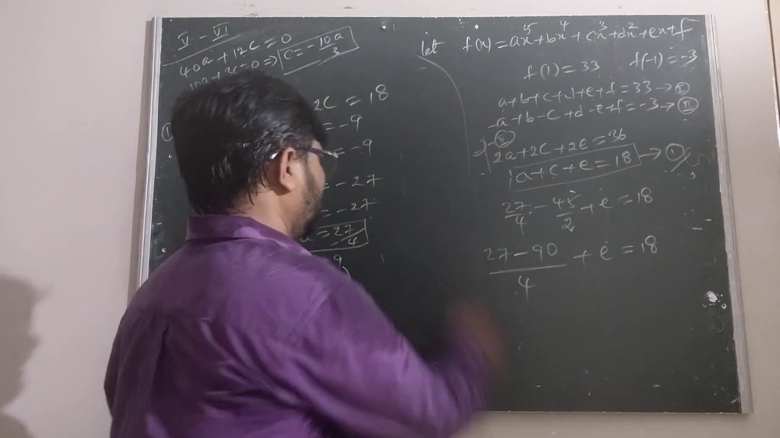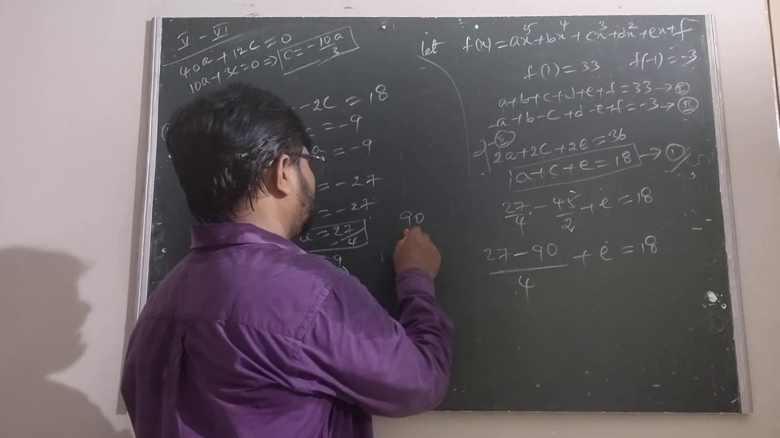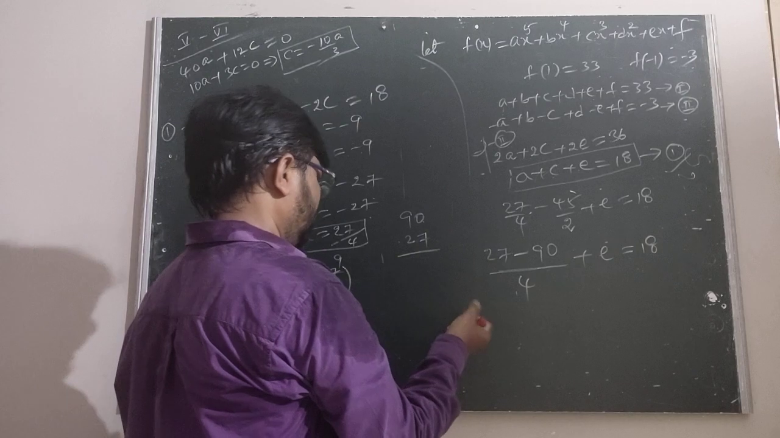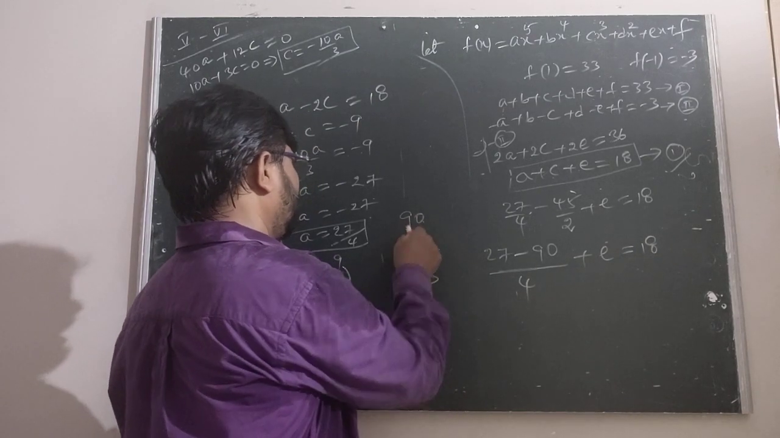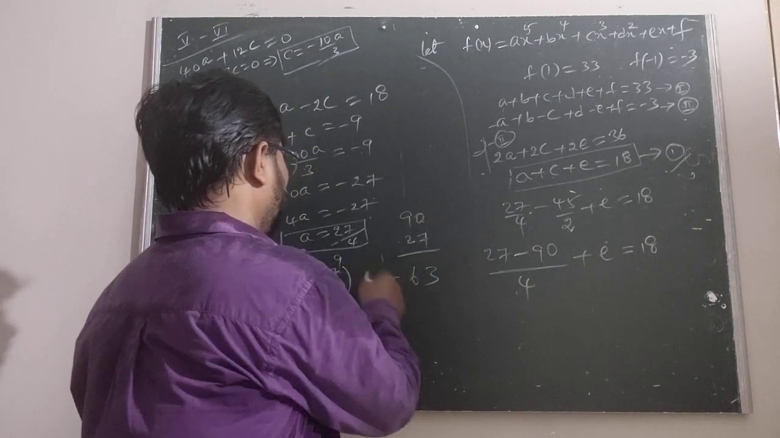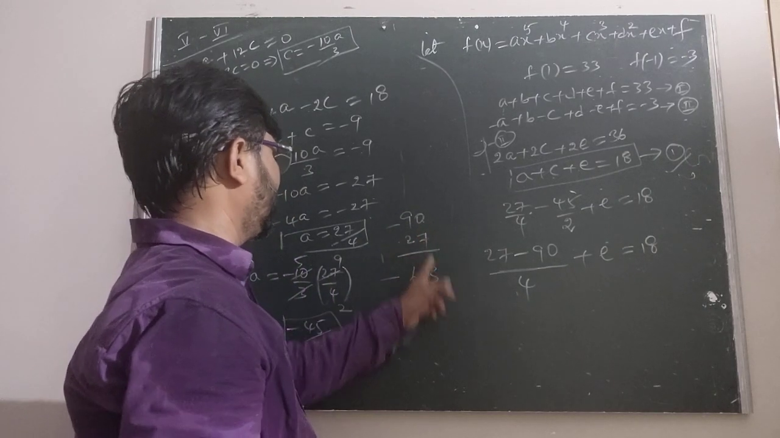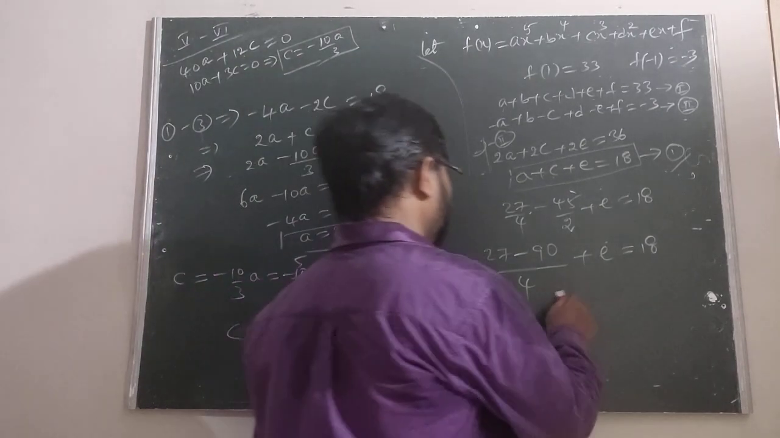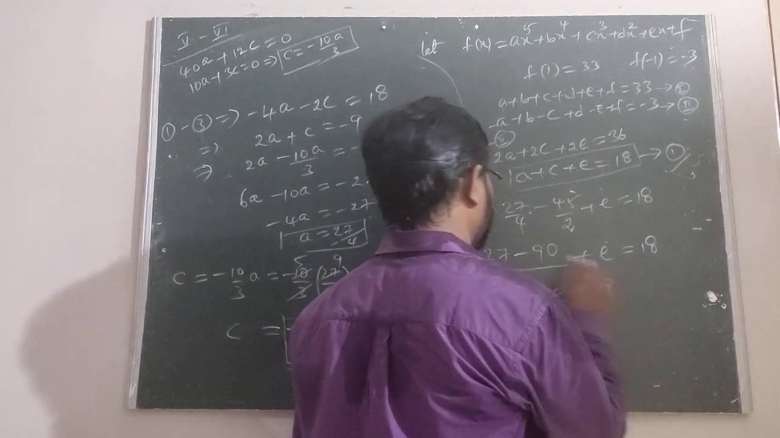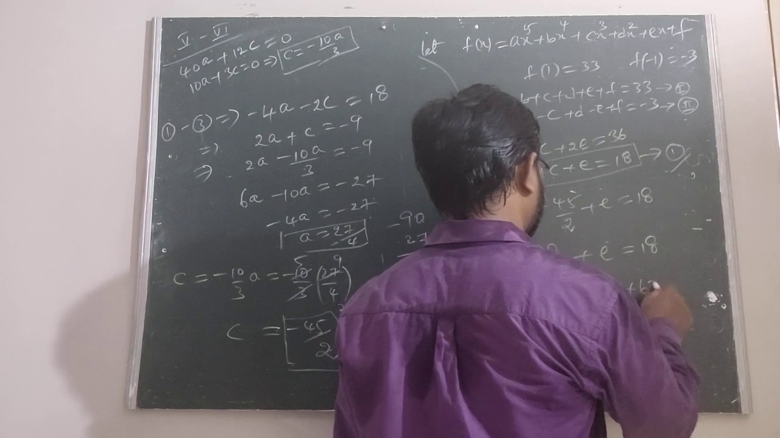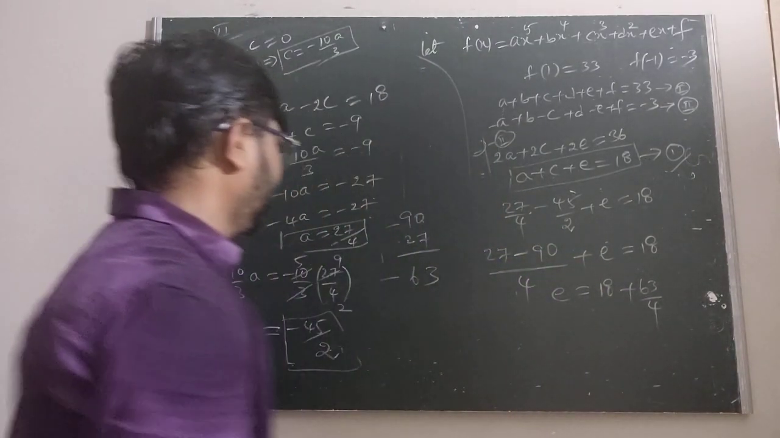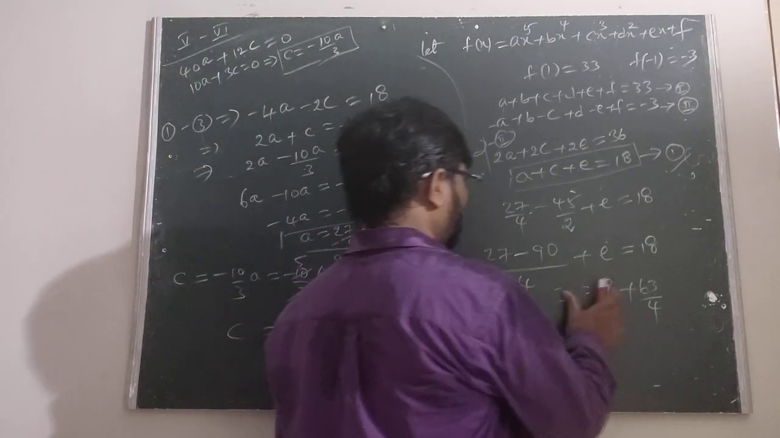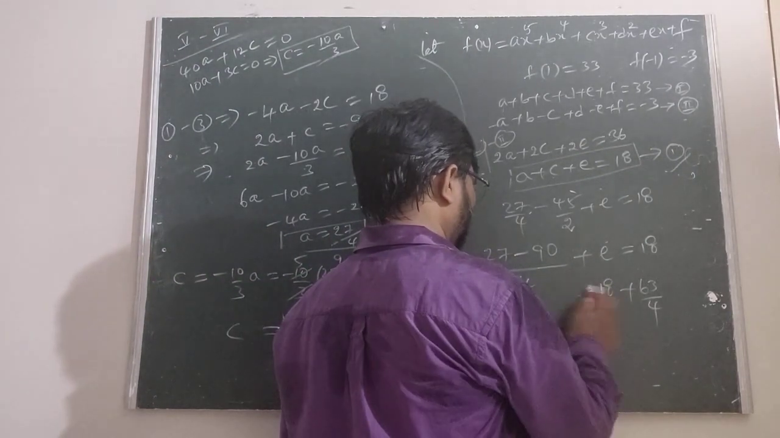Now we are looking at 90 minus 27, which is 63. That is minus 63. 10 minus 7 is 3, and 8 minus 2 is 6. Therefore, E equals 18 plus 63 by 4. The minus term is sent to the other side, and we are getting E equal to this.